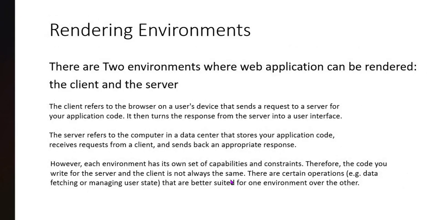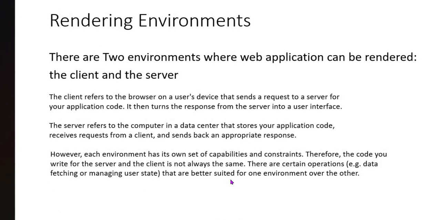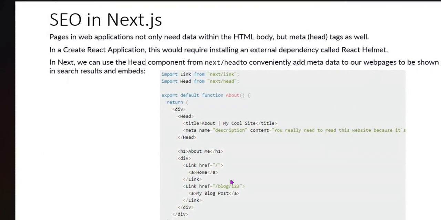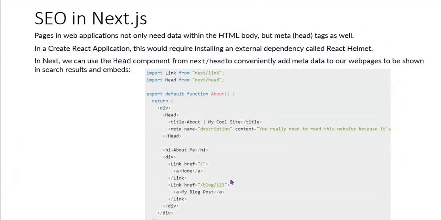After that, rendering environments. There are two rendering environments, the client and the server. The client is the user's device, and the server is what we made for our website. When a client sends a request, the server responds to the client, and it can perform any tasks that are provided by our website. After that, Next.js also provides us SEO, which helps our website to grow more. With the help of SEO, our website looks best and is listed at the top.